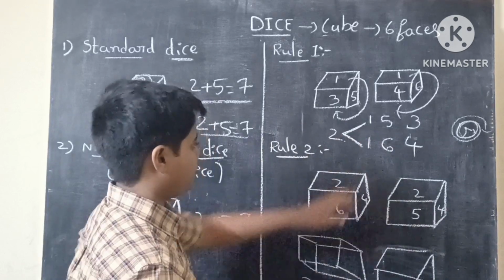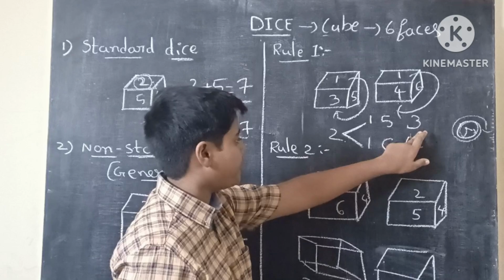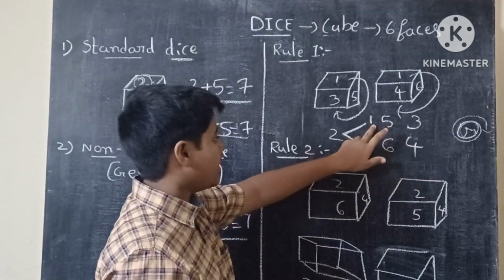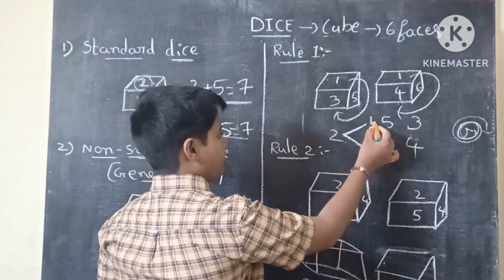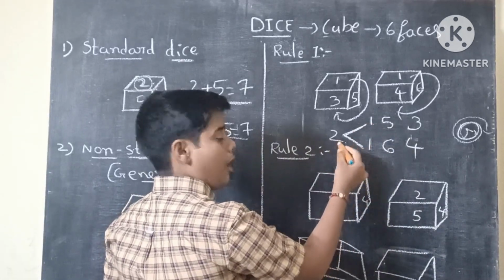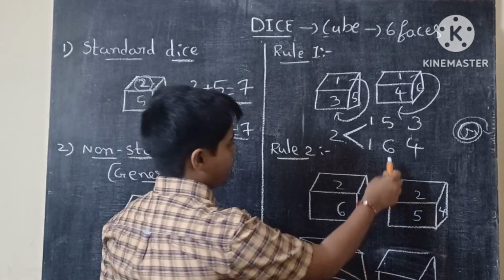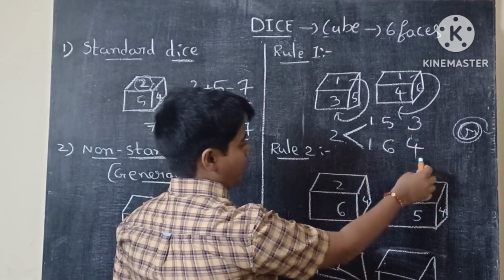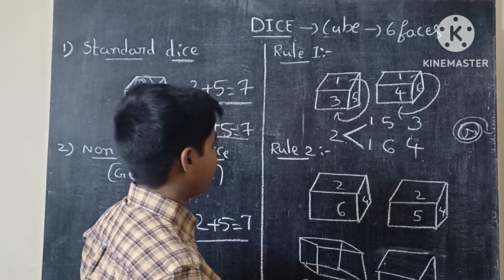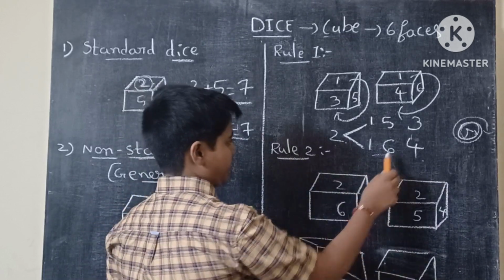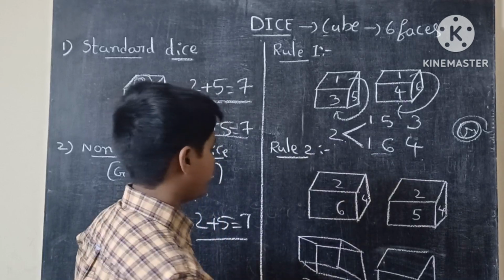Opposite to 5 is 6. Opposite of 3 is 4. Opposite of 1 is 2. Like this, the opposite number for 1 is 2, and the opposite of 2 is 1. The opposite of 6 is 5, and the opposite of 4 is 3. So like this we can find opposite numbers by taking one common number. This is rule 1.